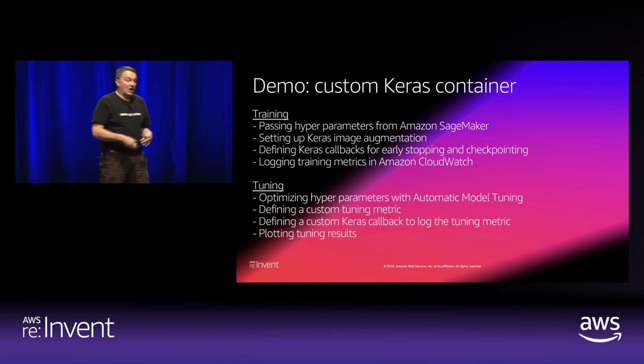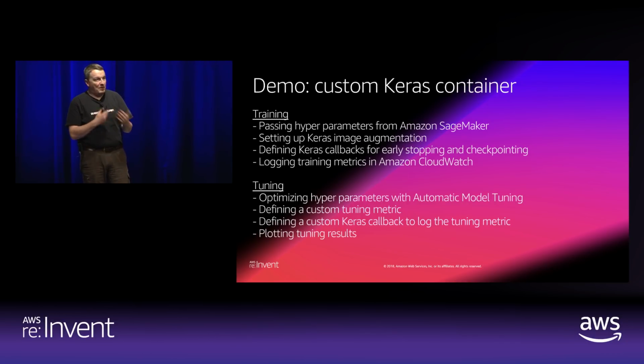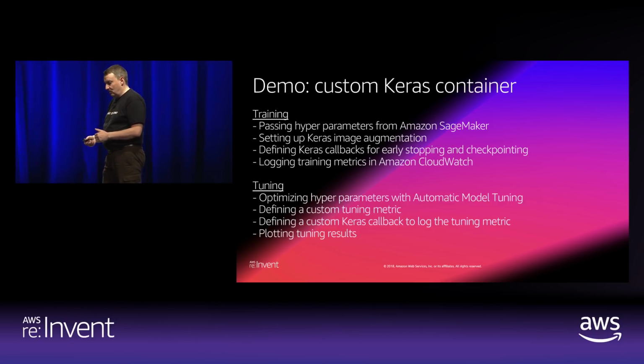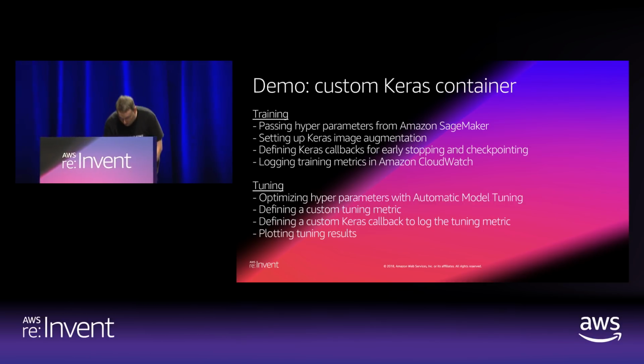And then we're going to focus on optimizing that script, using automatic model tuning to run optimization on a bunch of hyperparameters. And I went pretty wild on that one, as you will see. We're going to define a custom metric as well to report how well we're doing on that tuning. We have a custom callback, and I'm going to show you how to plot results. So plenty of different things in here. Let me switch to the other machine.